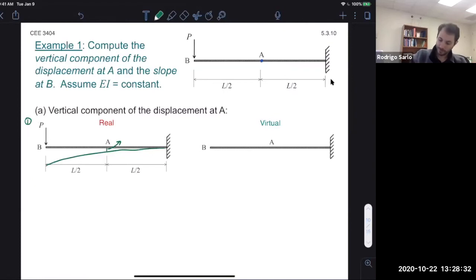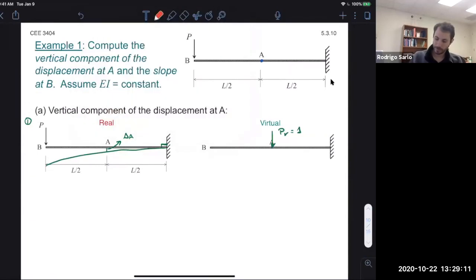All right, so that's my deflected shape, roughly. This is a right angle, obviously. And this is my delta A that I'm interested in solving for. And in the virtual system, I need to draw my load. So that's going to be at A, okay? Because I'm interested in delta, I'm going to apply a downward virtual load of 1. Okay, so that's step 1. We're done.